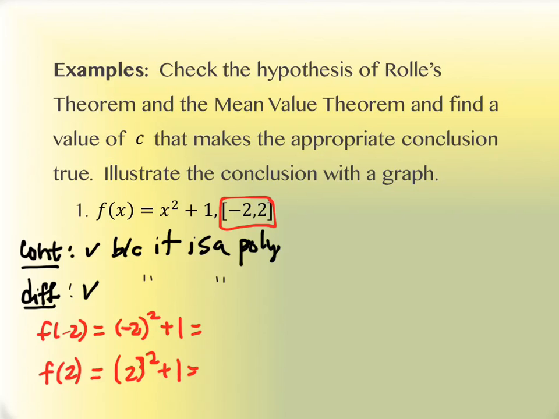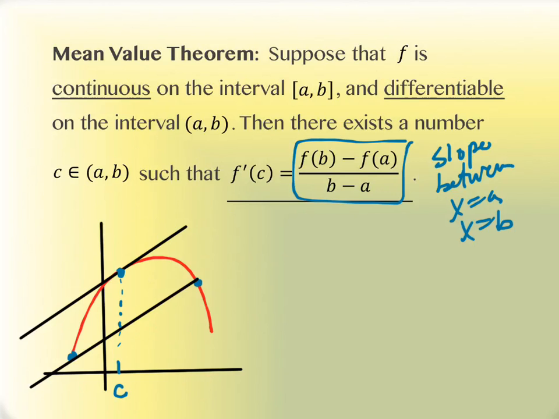All right, so what is f of -2? 5. What is f of 2? 5. So which theorem is this going to actually most cleanly fit? This is Rolle's theorem. So we're actually going to be able to use Rolle's theorem. And I know that's just a special case of the mean value theorem, but Rolle's theorem is where this fits in most specifically.